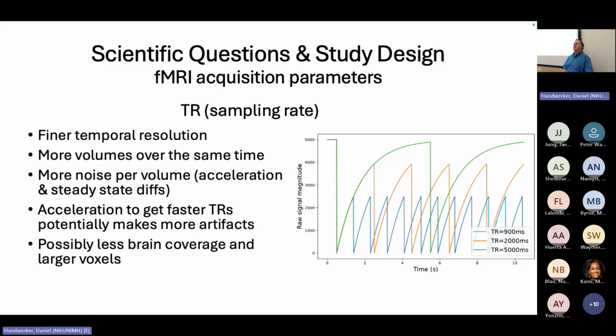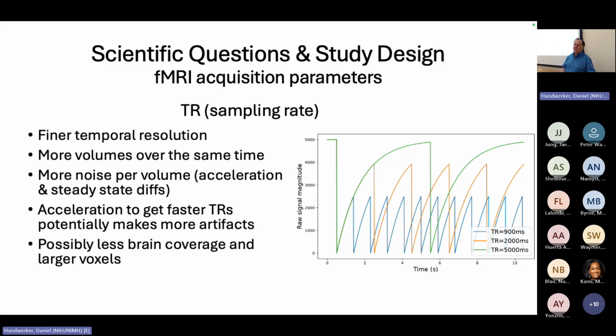Acceleration methods sometimes also come with more artifacts. So you want to look at your data to see: am I getting more artifacts with the parameters I chose? If so, do I want to accelerate in a different way, or is it a compromise I don't want to make? The other thing is you might get less brain coverage or larger voxels. So if you say I want a 900 millisecond TR, you might say, maybe I should do 3 millimeter voxels instead of 2.5. Or maybe I don't need the cerebellum because I really want that 900 millisecond TR. So there are a bunch of factors to consider in TR.